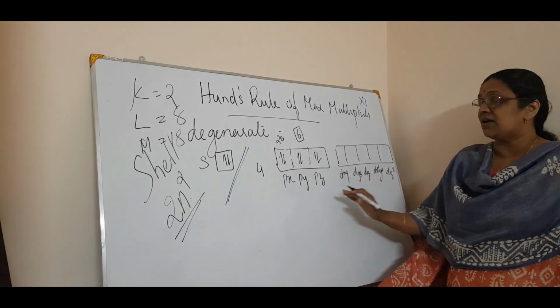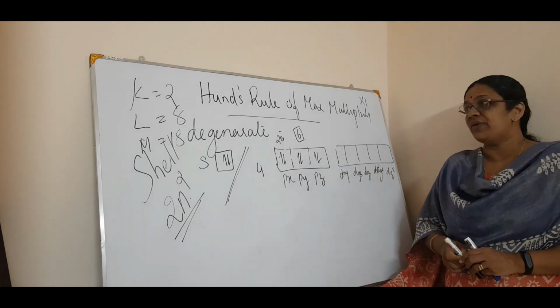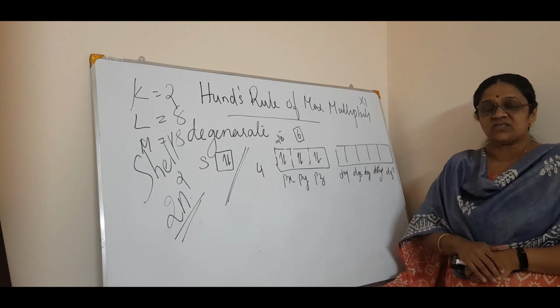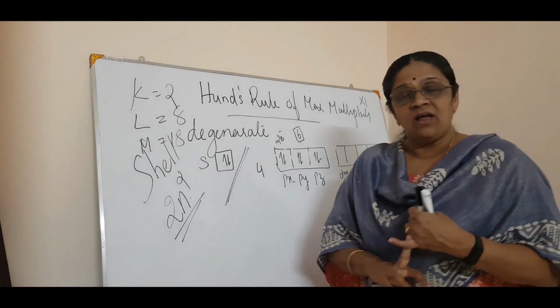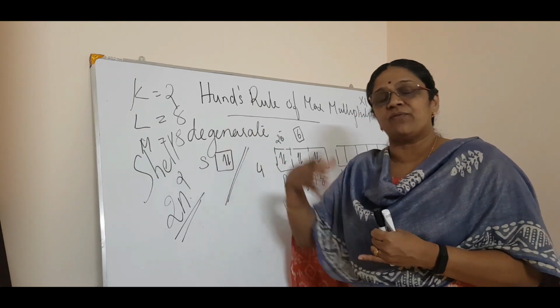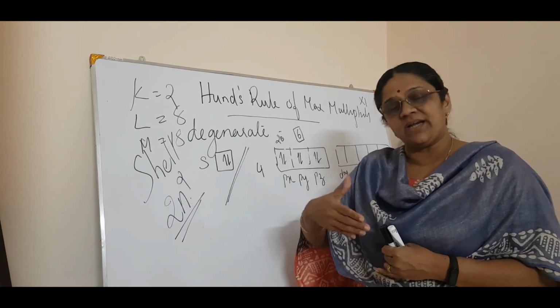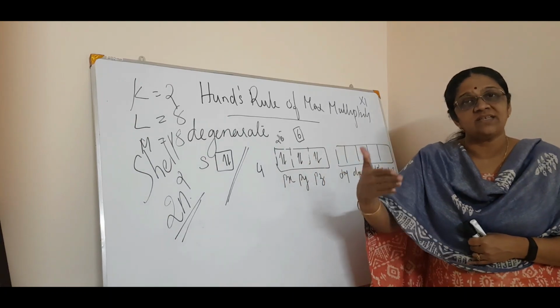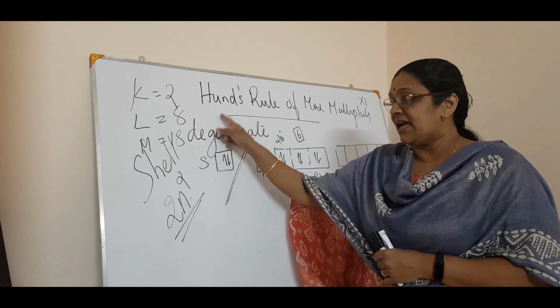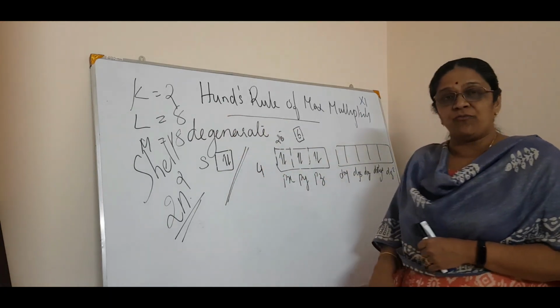Okay. So these are the 3 rules for filling electrons in orbitals. One is the Aufbau principle. From the Aufbau principle, we can get the increasing order of energy of the orbitals. That is 1s, 2s, 2p, 3s, 3p, 4s, then 3d, like that. That can be obtained from the Aufbau diagram.